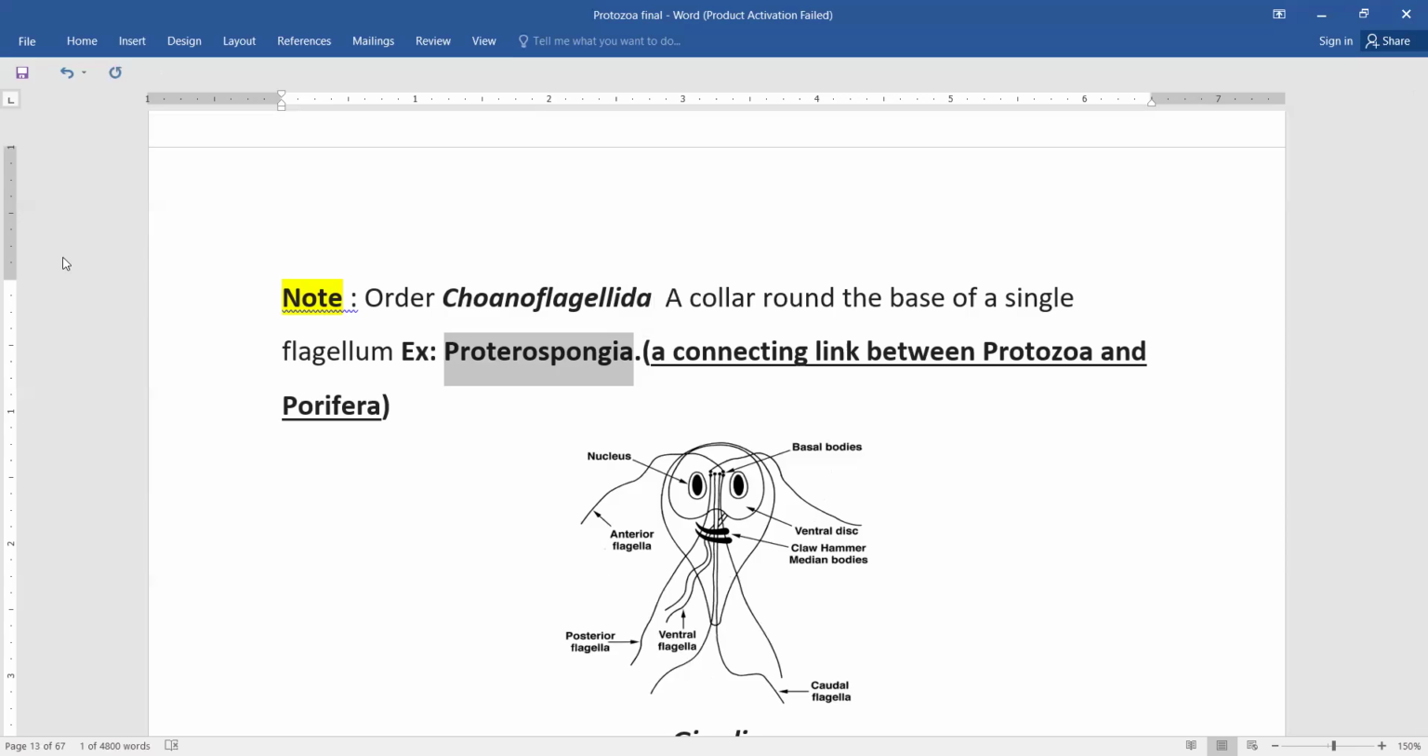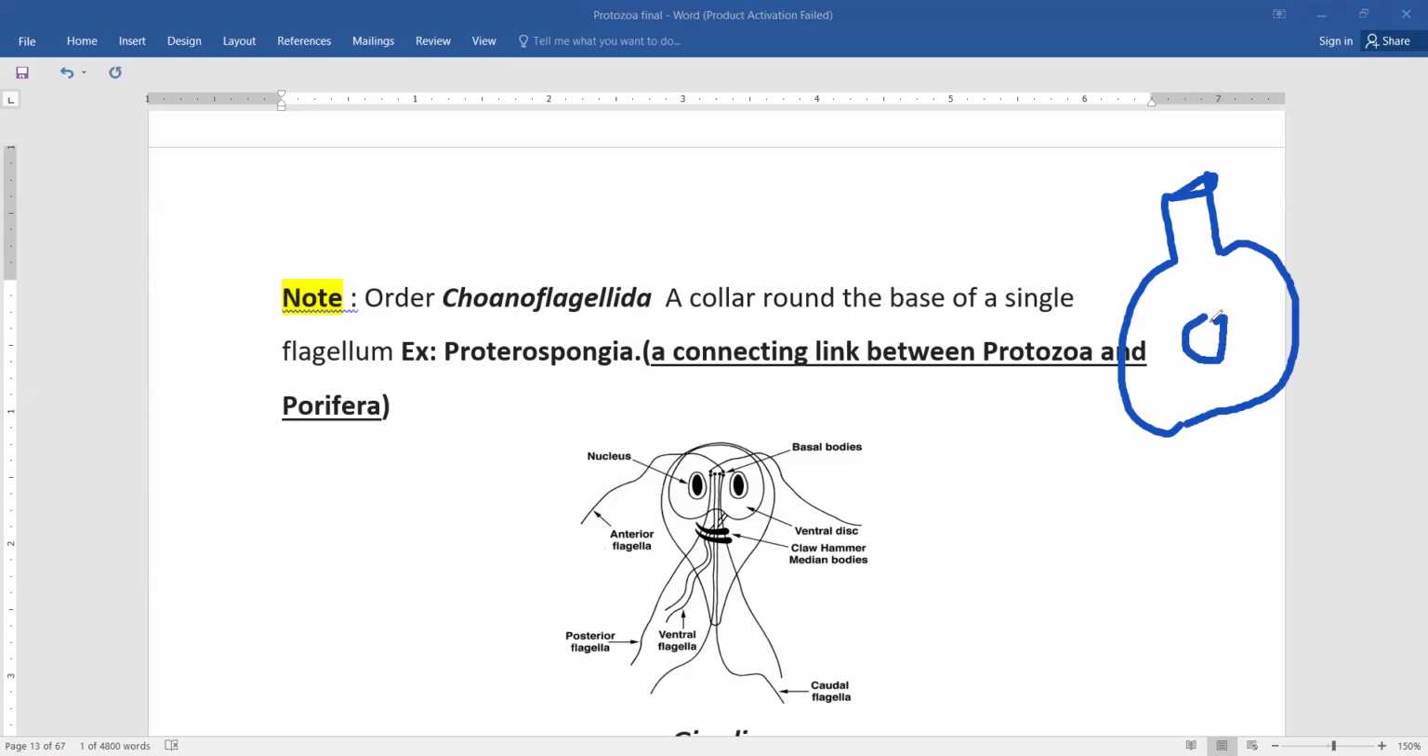వాటి స్ట్రక్చర్ ఎలా ఉంటుంది అంటే, సేమ్ మనకి పొరిఫెరాలో ఇలాంటి సెల్స్ చూస్తాం, కాలర్ సెల్స్, బాంబ్ షేప్ లో ఉంటాయి. Here the nucleus. This is the collar, this is the flagellum. ఇలాంటి సెల్స్ అన్ని, thousands of cells, they live together. That is Proterospongia. ఇది స్పాంజెస్ యొక్క కాలర్ సెల్స్ లాగానే ఉంటాయి కాబట్టి.